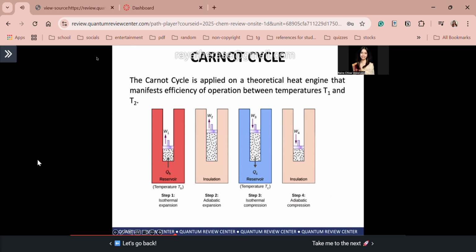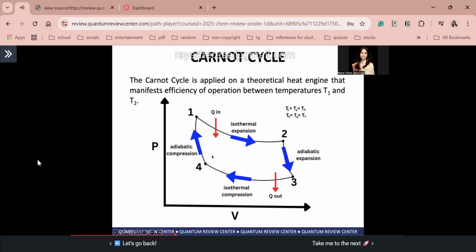So guys, I hope that's clear. Another way to view the Carnot cycle is this. Here again, step 1 is isothermal expansion. Here, Q is in, so the gas absorbs heat. Step 2, adiabatic expansion. Step 3, isothermal compression. And as this happens, heat is being released by the gas to the cold reservoir. And lastly, we have adiabatic compression, where the temperature goes from T cold to T hot.